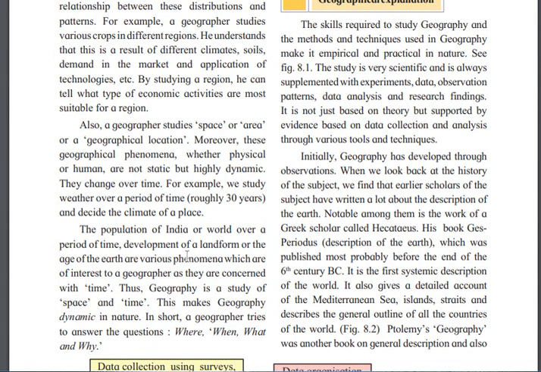The population of India and all over the world over a period of time, development of landforms, or the age of the Earth. And thus geography is a study of space and time. This makes geography dynamic. In short, the geographer tries to answer the questions where, when and what.